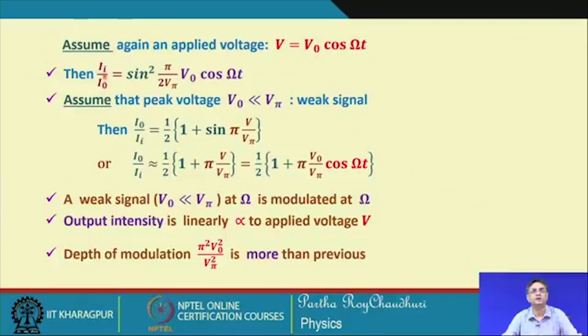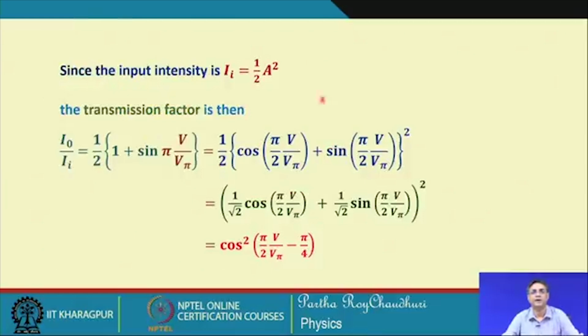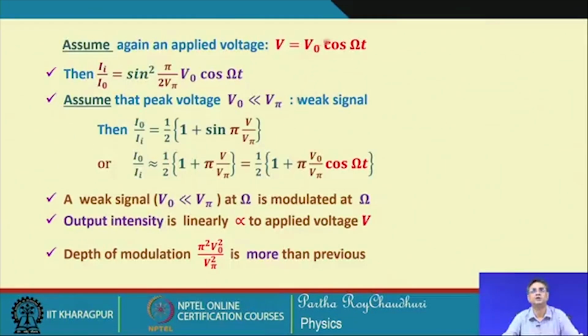As a result, now if I apply a modulating voltage V equal to V 0 cosine omega t, and you still assume that this V 0, the peak voltage, that is the range of modulation, with the peak to peak, is very small compared to V pi. V pi is quite large, of the order of kilovolts, so V 0 is very small. Then this cosine square factor you can write in terms of this quantity, and then you can write once again I O by I equal to this.